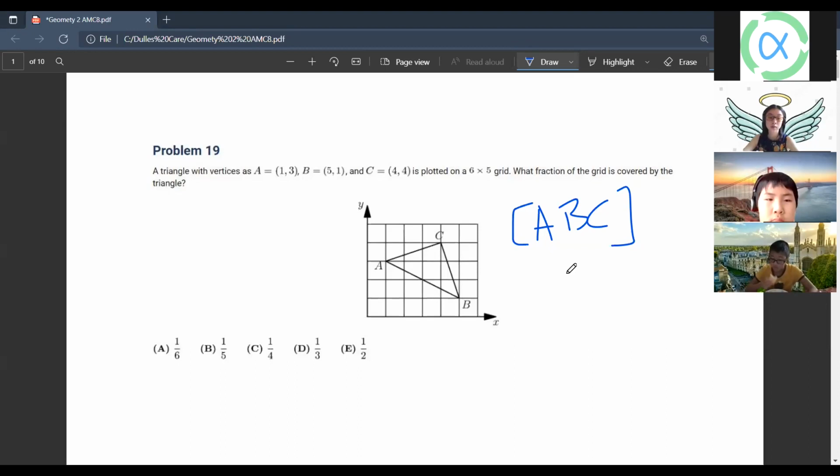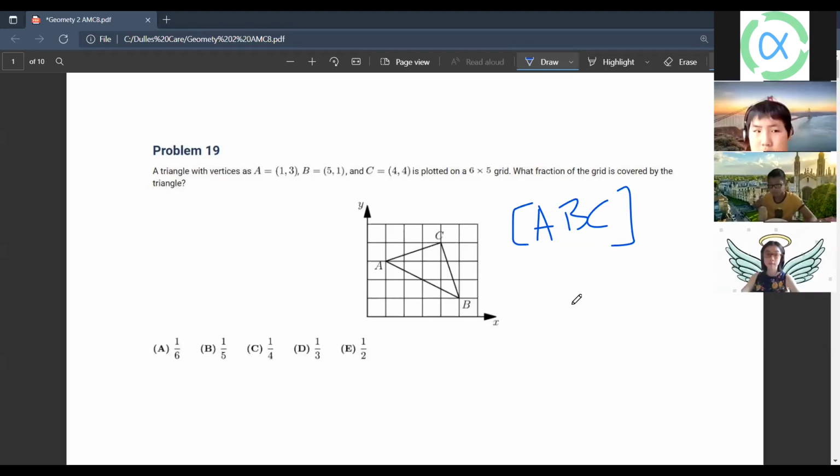Well, there are numerous ways of finding an area, like given the coordinates, right? You might have heard of shoelace. Shoelace is a way where you have a formula and you have some coordinates and you want to find the area of the triangle. So that's one way you could approach this problem.